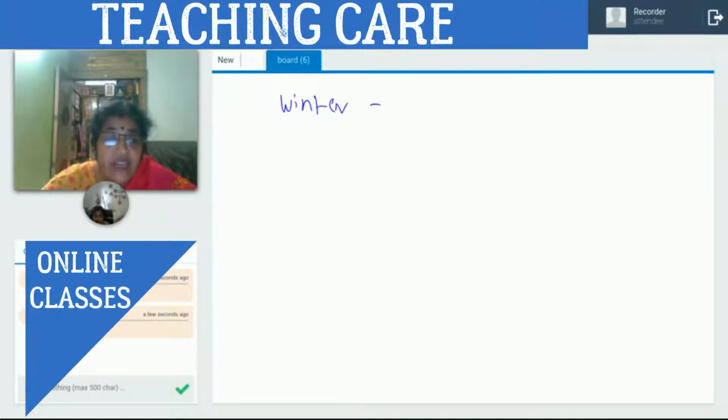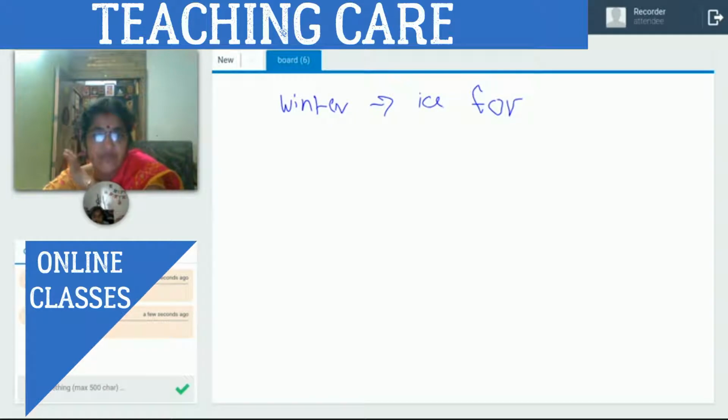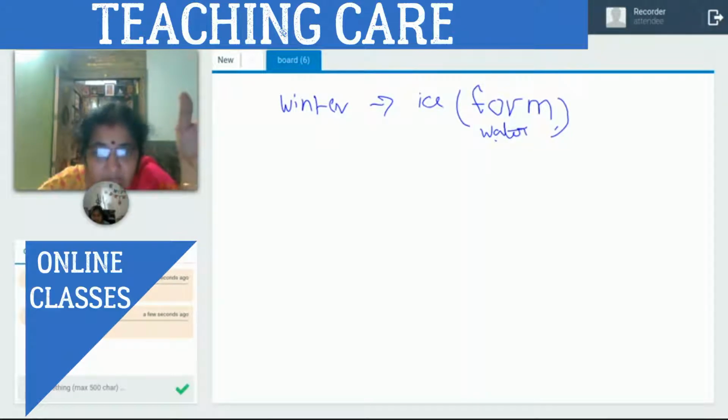During winter, ice cubes will be there, right? Water will be in ice form. Otherwise, I will tell like that. During winter, water will be in ice form, right? But can I write water here? Yes, I can write water, because ice is one of the forms of water, right?